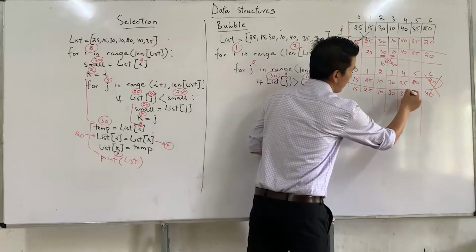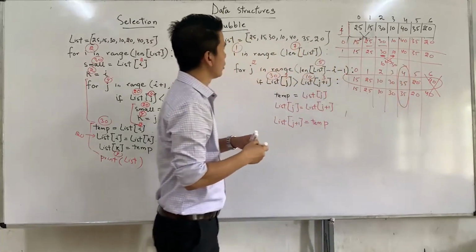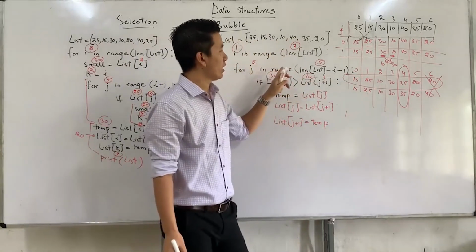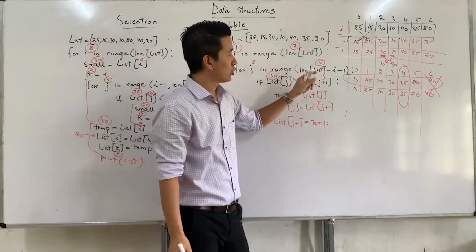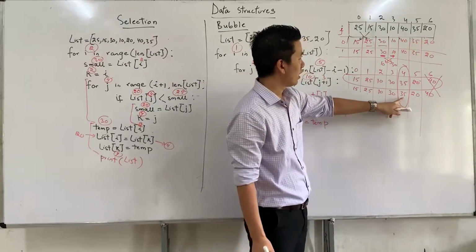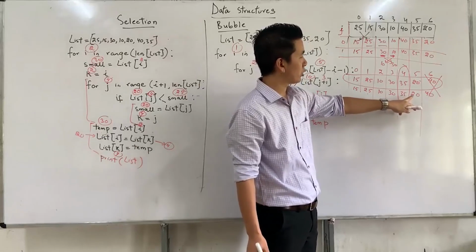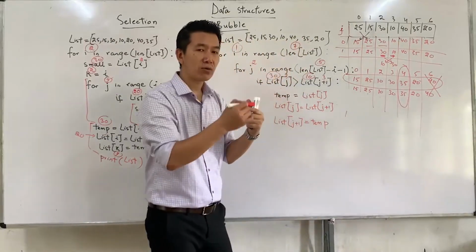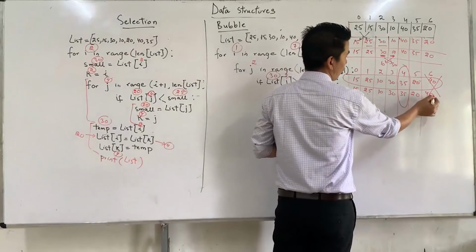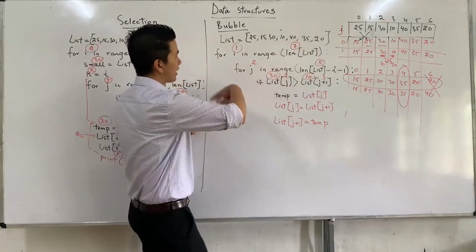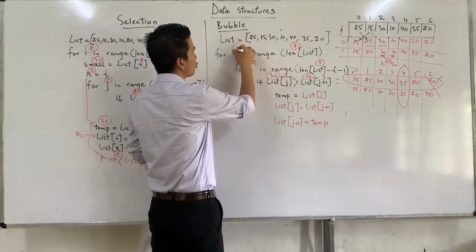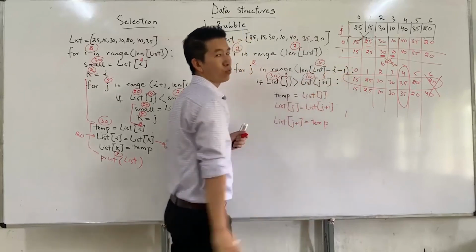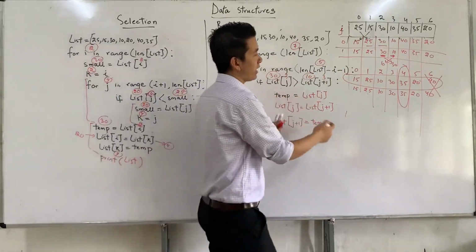This will go on. We now need to stop at this particular point. When the value of j becomes 4, the last value of j has to be 4. So when the value of j becomes 4, list of j will be compared with list of j plus 1. This is where the second outer loop should stop, because we should not be touching the last one. And then again, when you go for the next value of I, which is 2, the length is 7 minus 2 minus 1, which is 4. So it should stop at 3.